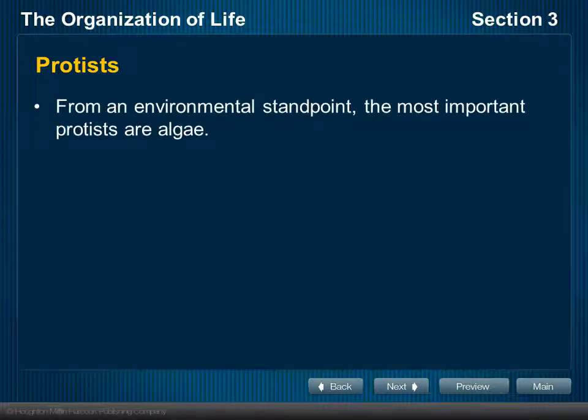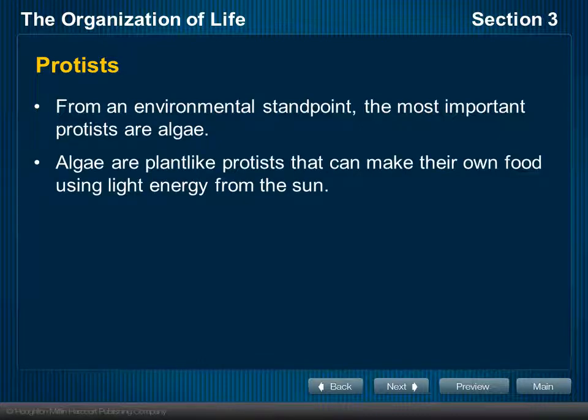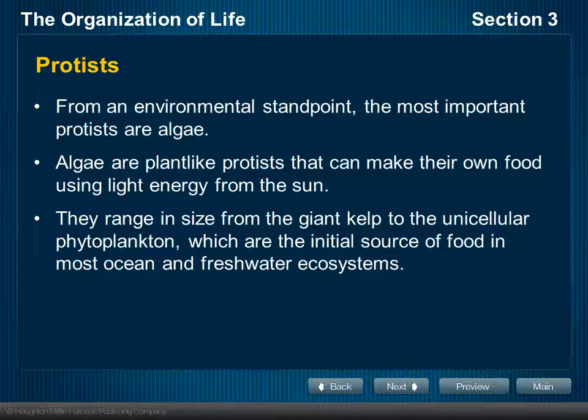From the point of view of environmental science, looking at the whole Earth and how everything interacts and works together, algae end up being the most important protist. Algae are more plant-like. They can make their own food, so they do have some chlorophyll. They are autotrophs. They use light energy from the sun to do this. They can range in size from giant kelp, which is huge, to unicellular phytoplankton. Phytoplankton are the initial source of food in most ocean and freshwater ecosystems. So you'll see that algae tend to be at the beginning of most food webs or food chains.